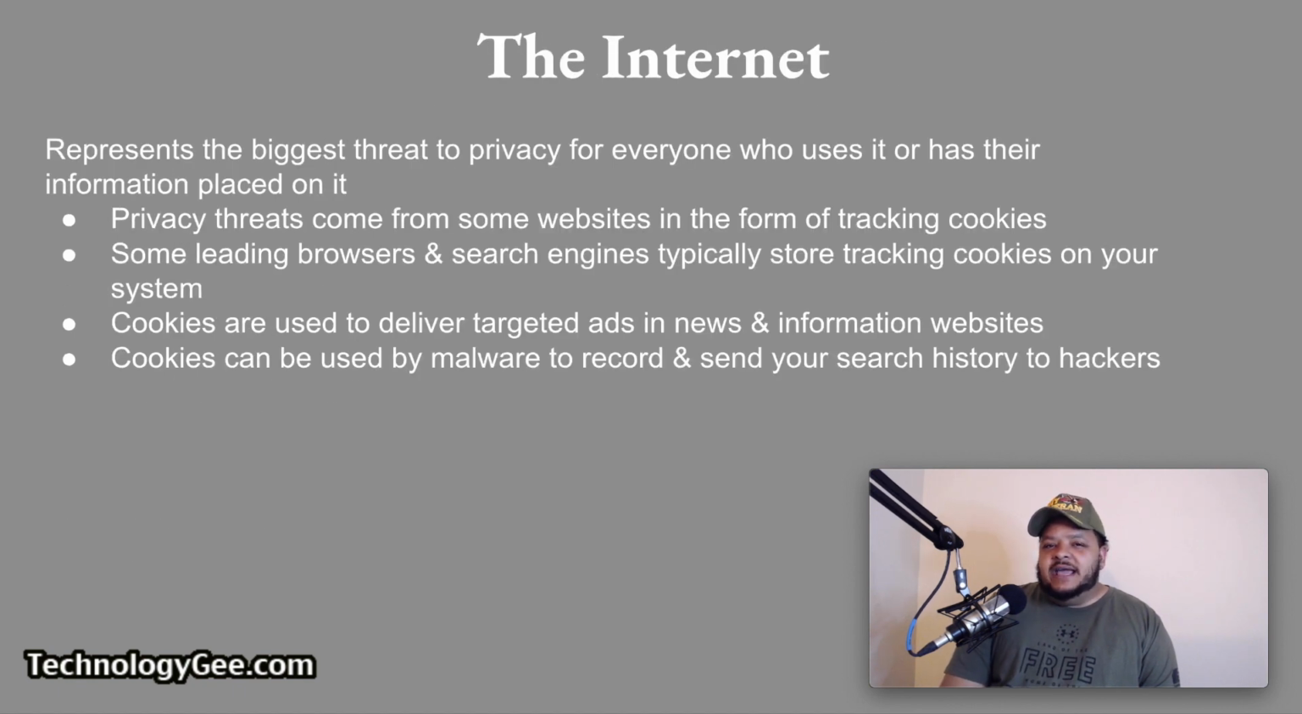So the internet connects computers and devices around the world with each other and also represents the biggest threat to privacy for everyone who uses it or has their information placed on it. While an increasing number of websites now support secure connections using the HTTPS protocol instead of the insecure HTTP protocol, privacy threats come from some websites in the form of tracking cookies. Searching for products and services with leading browsers and search engines typically stores tracking cookies on your system. These tracking cookies are used to deliver targeted ads in news and information websites and can be used by malware to record and send your search history to hackers.